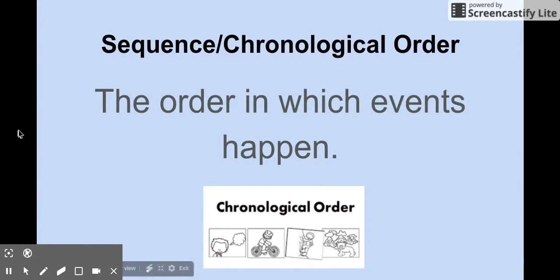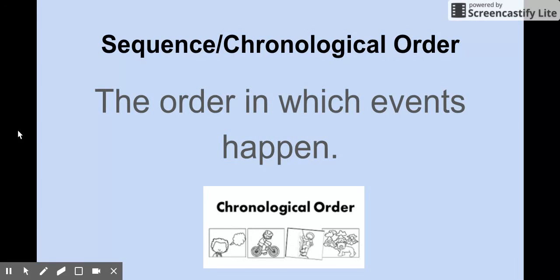And our next text structure is sequence or chronological order. Let's say that word chronological. Let's say it together. Chronological. That's one of those big words that we need to know, because it increases our vocabulary once we learn words like that. So sequence or chronological order, it tells us the sequence of events, the order in which events happen.